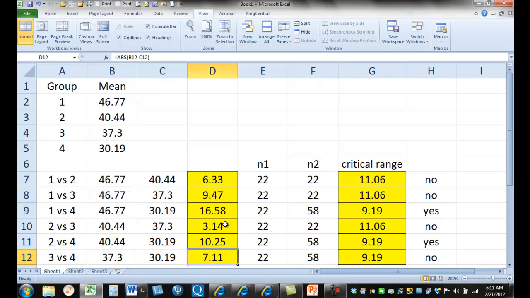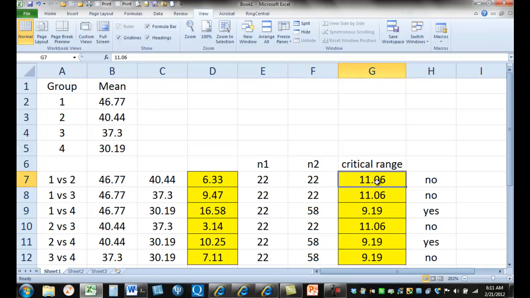And how do we tell? 7.11 is not greater than 9.19. 10.25 is greater than 9.19. So we have all the information to get us to this point. Okay? We can just fill in a table. We can set up our, here's what we know. We know all this stuff, all the way to here. And this is the stuff that we don't know.